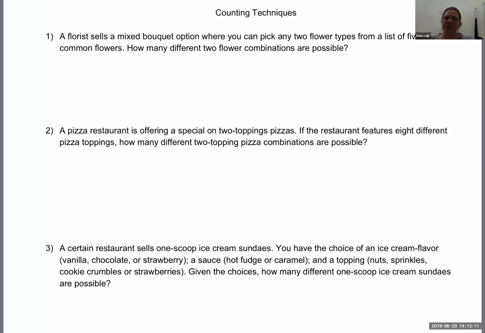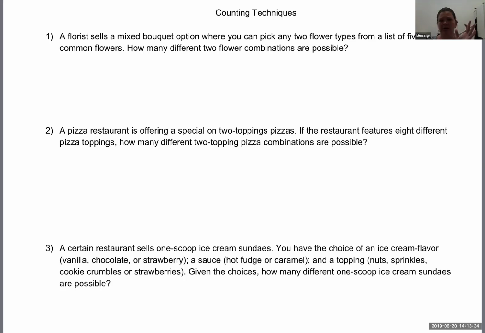Example 1 says a florist sells a mixed bouquet option where you can pick any 2 flower types from a list of 5 common flowers. How many different 2 flower combinations are possible? So this happens a lot in life. We can go in, and we're allowed to choose things. And so the question here is, how many different possible bouquet options could I end up making here?